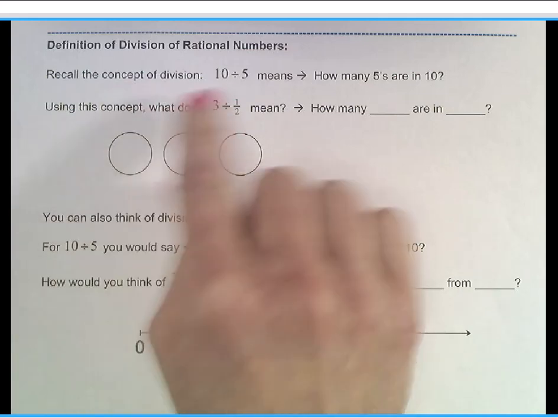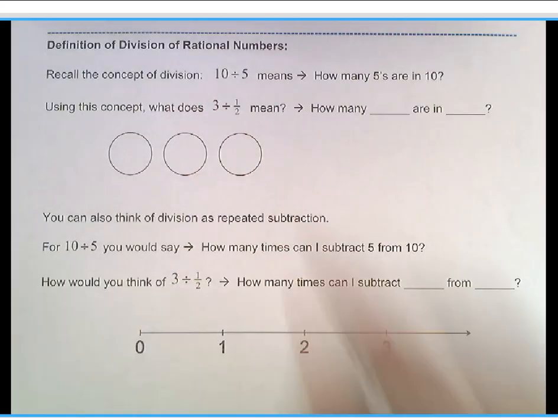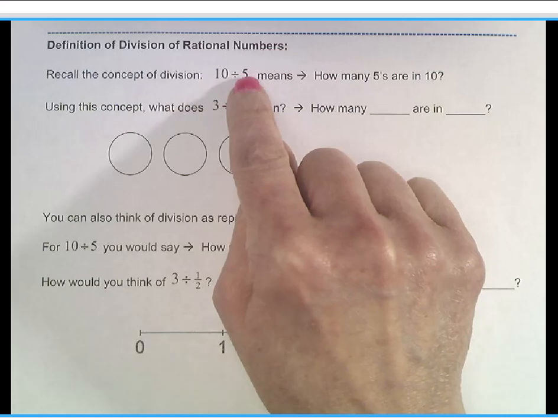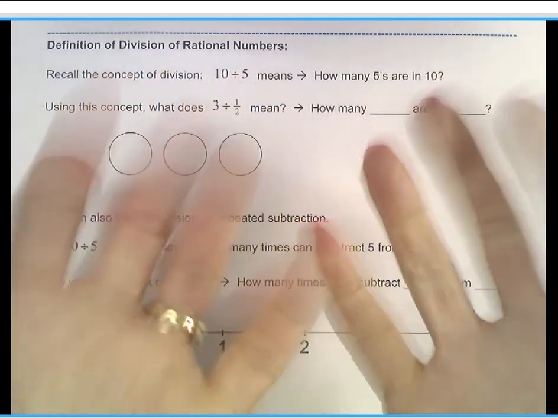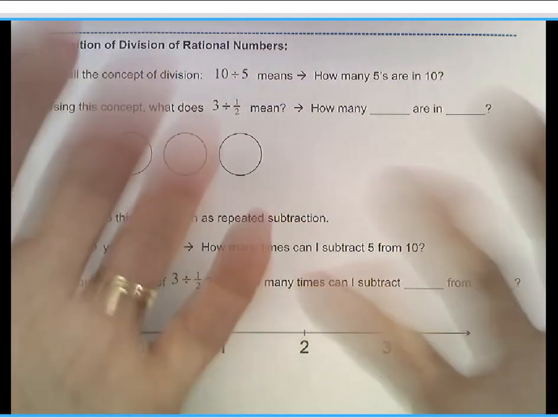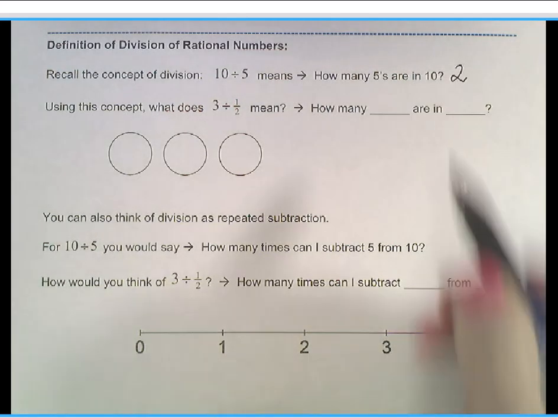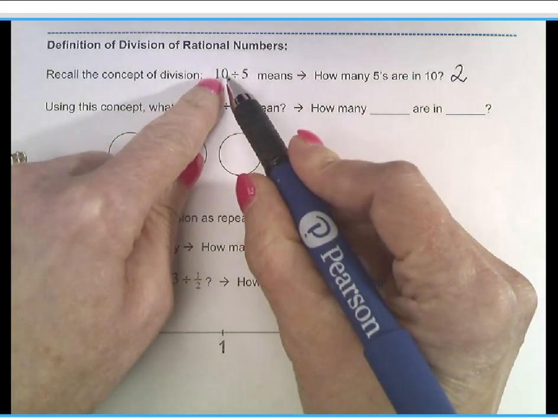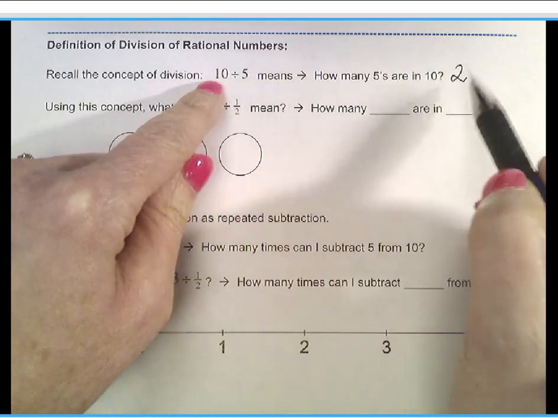When we did division before, 10 divided by 5, one way that you can think of that is, well, how many 5s are inside of 10? If you think about it, I mean, you have 5 fingers on each hand, that's 10. How many 5s are in 10 is 2, right? And usually the answer is smaller than the number you start with, right? 10 divided by 5 is 2, or 10 divided by 2 would be 5, so you always get a number that's smaller.